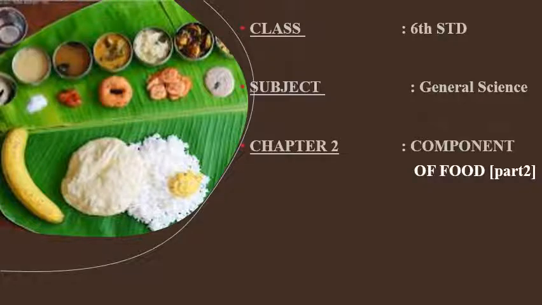This video is for class 6th, subject General Science, chapter 2, Components of Food, part 2. In the part 1 video, you learned about what are the contents of food and how to test for them. That is, you learned the test for starch, the test for protein, the test for fat, how to determine if the food contains fat, proteins or starch. You even learned how to make the table to find out the presence of starch, protein and fat. Now we are going to continue with the lesson.